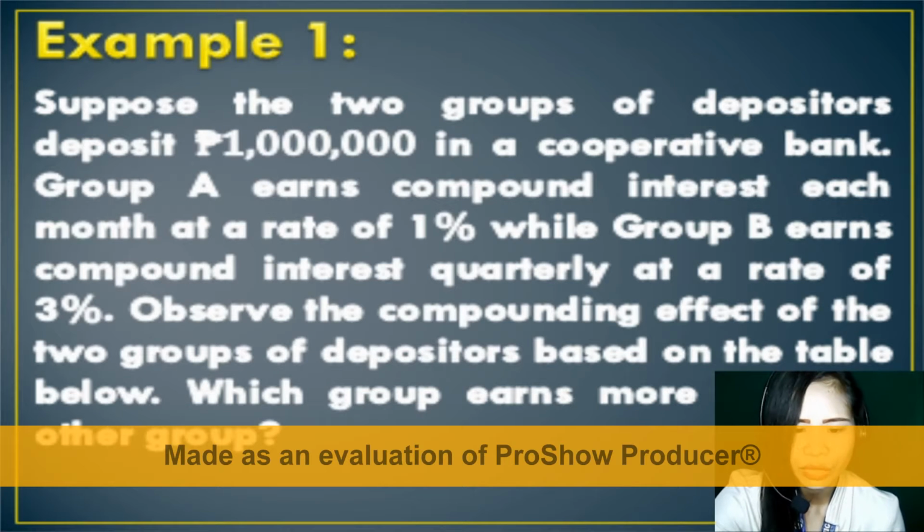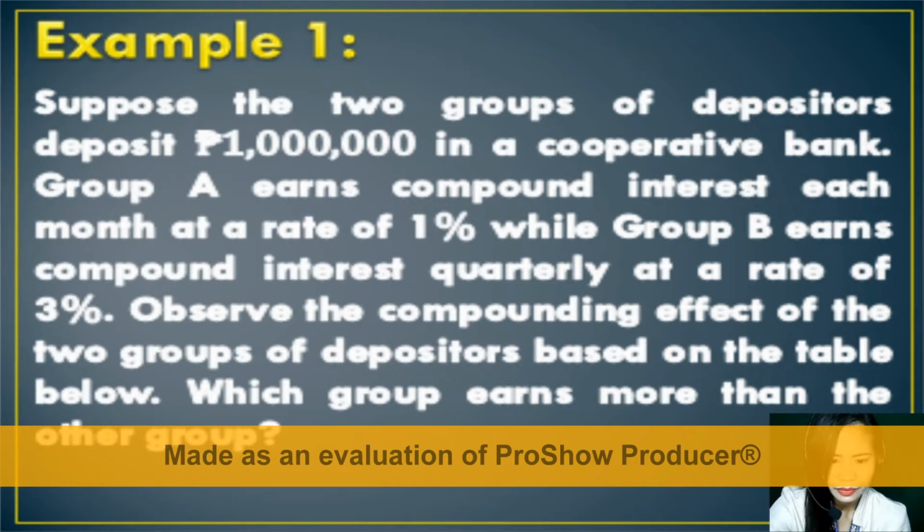Say for example, you have here the problem. Suppose two groups of depositors deposit 1 million pesos in a cooperative bank. Group A earns compound interest each month at a rate of 1%, while Group B earns compound interest quarterly at a rate of 3%. Observe the compounding effect of the two groups of depositors based on the table below. Which group earns more than the other group?